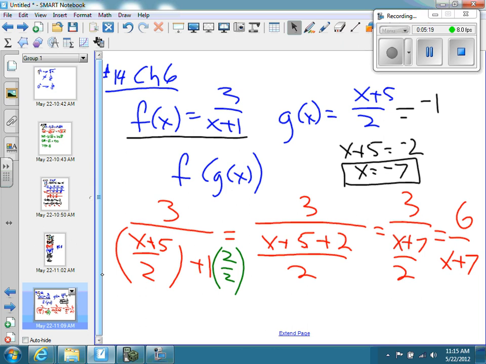You would set the denominator equal to 0, and if the denominator in g of x is equal to 0, whatever value of x caused that to be equal to 0 is also excluded from the domain. Sure?